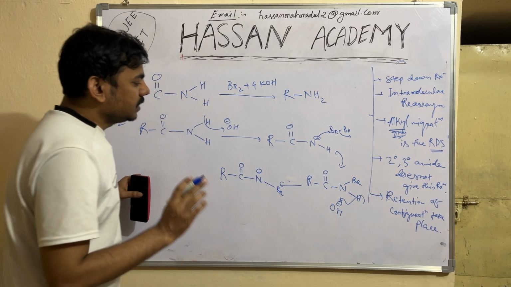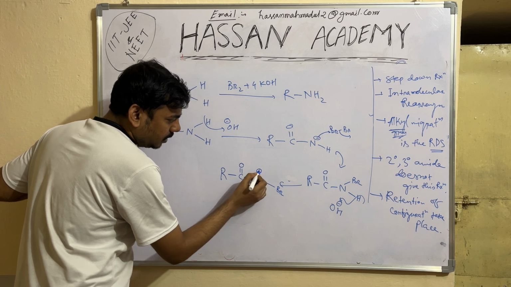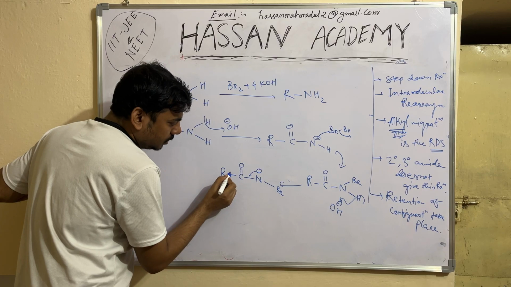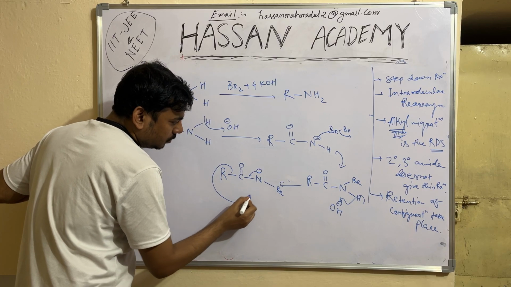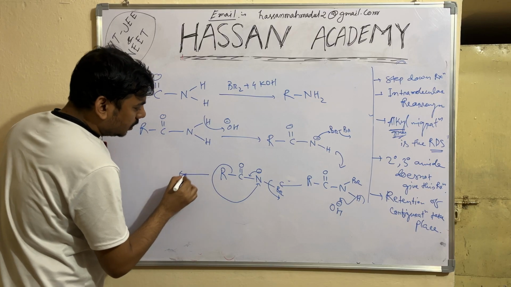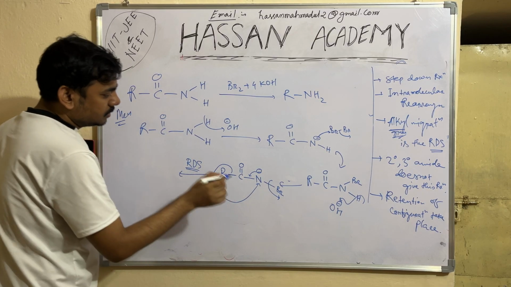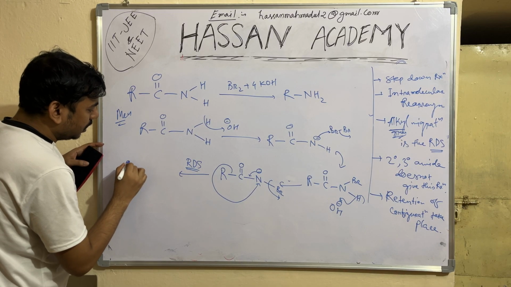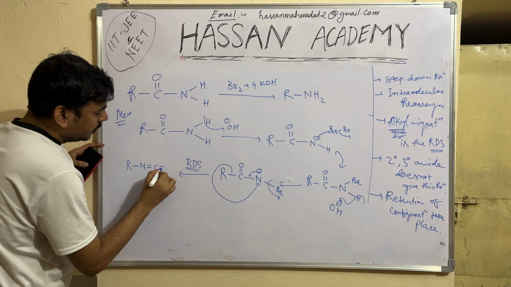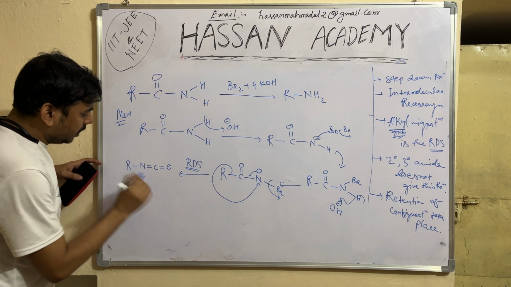Now you see, a twist will happen, and this is very important. From this negative charge, instead of attacking another bromine, it will come to here. Once it comes here, this R⁻ is going to transfer to here, and at the same time Br⁻ will leave. This is the RDS, the rate-determining step, the migration. What you are going to get is R–N double bond C double bond O. What is this? This is alkyl isocyanate.